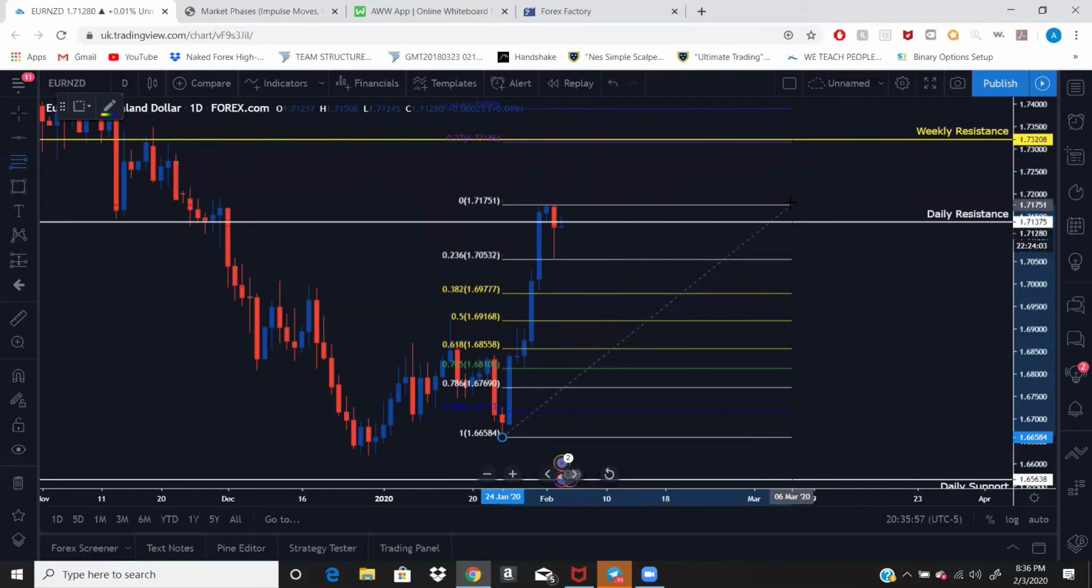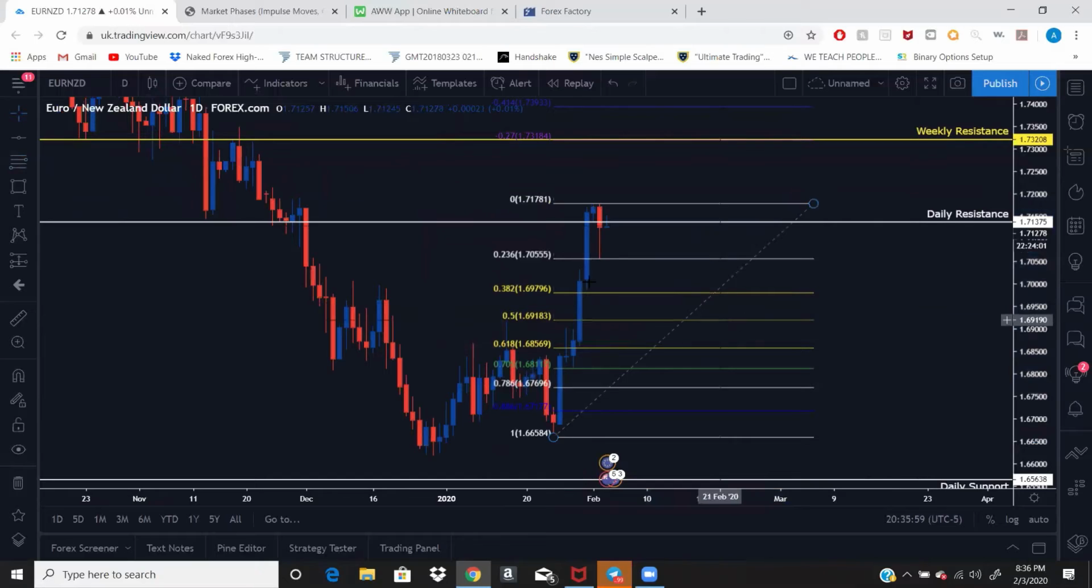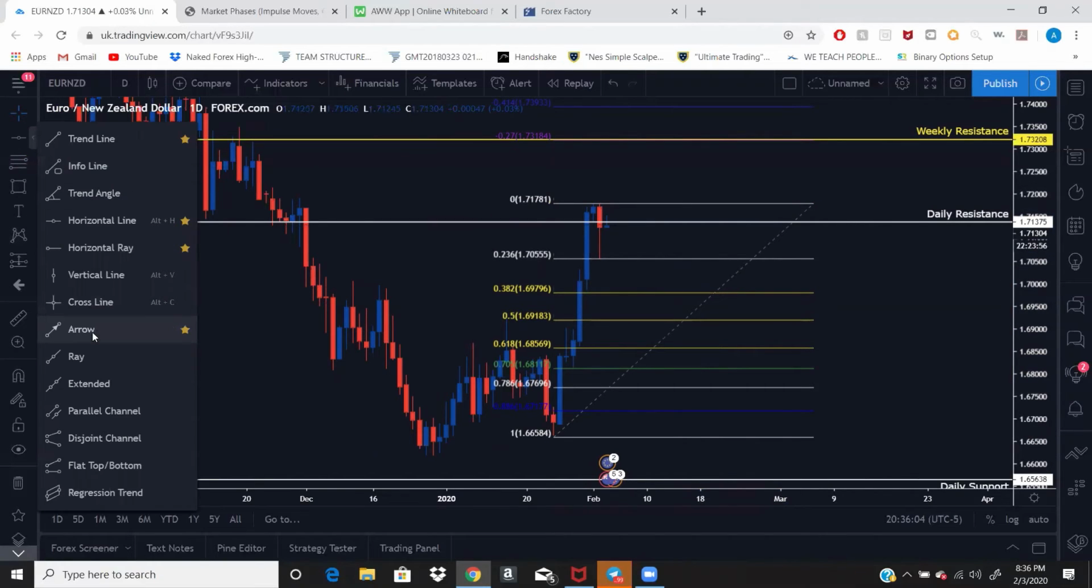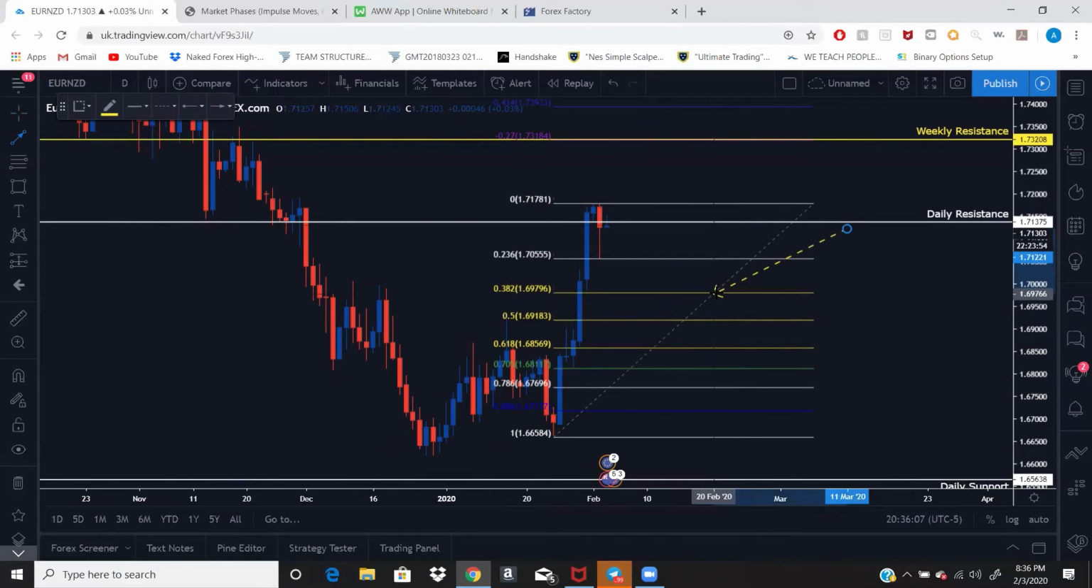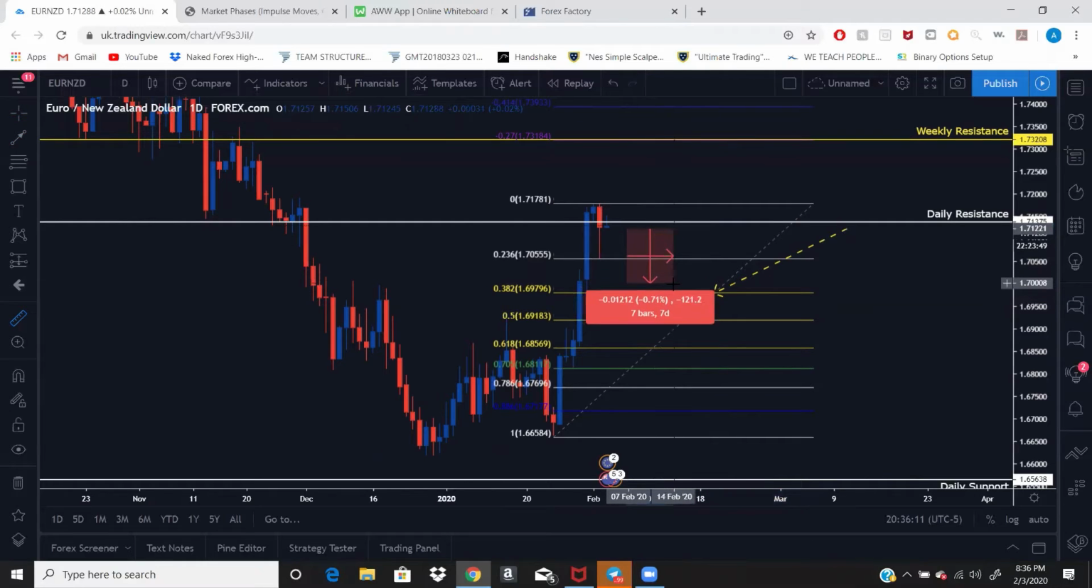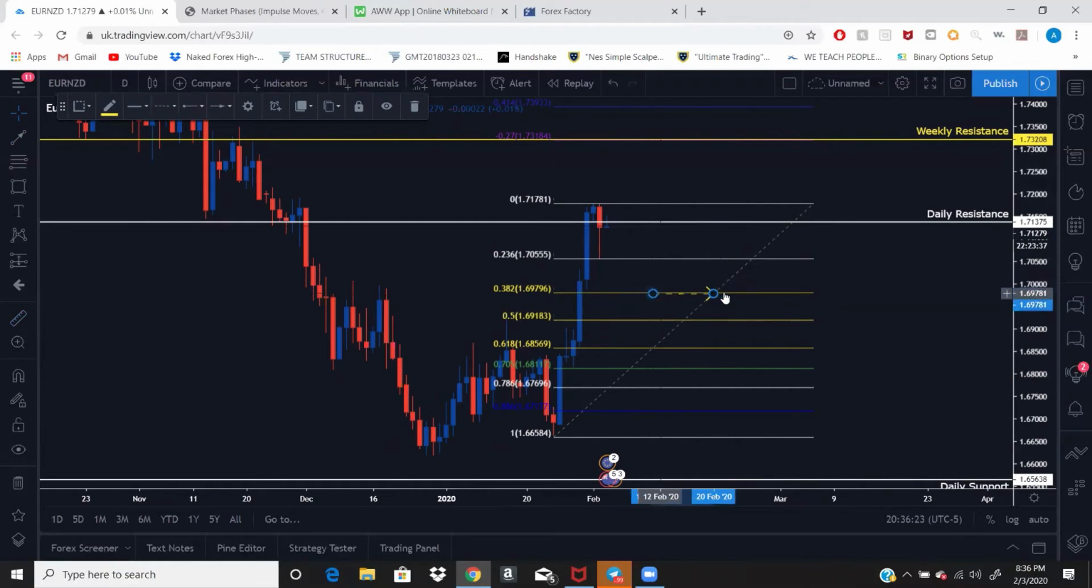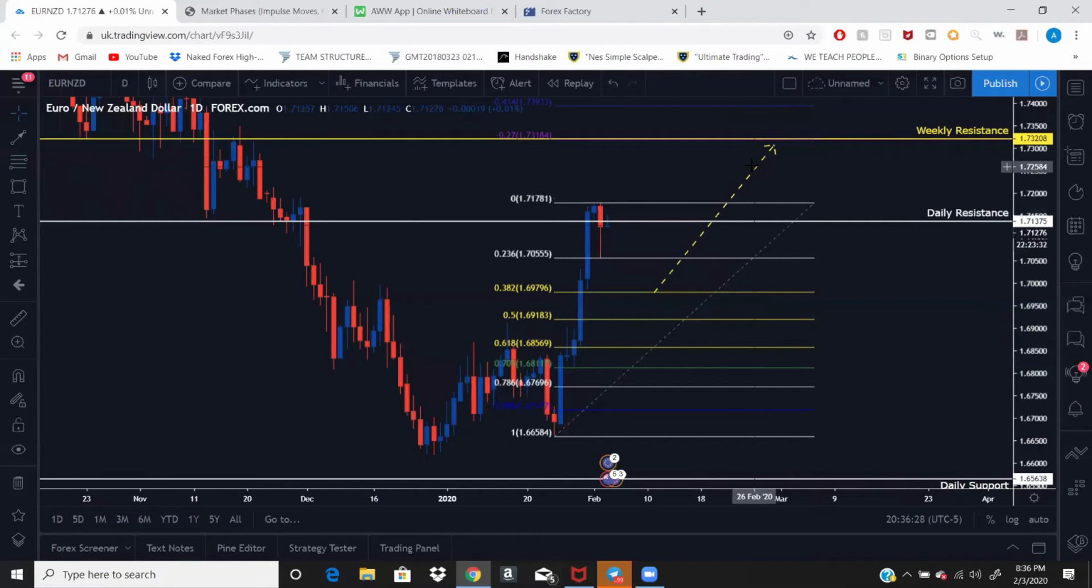So we had this wild move. I would like to see at least this 38.2 here, and that would be 140 pips. So I would like to see that, and then from there I do agree. We're going to accumulate more buys and probably go to the weekly resistance this time.